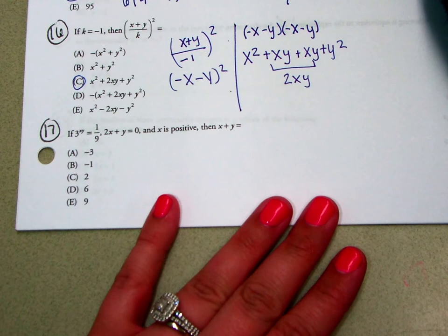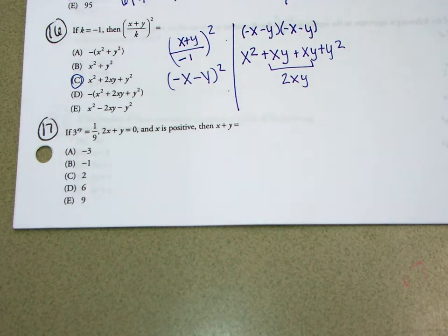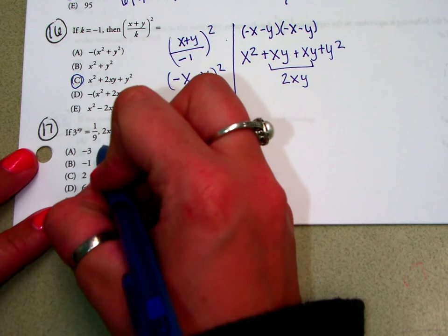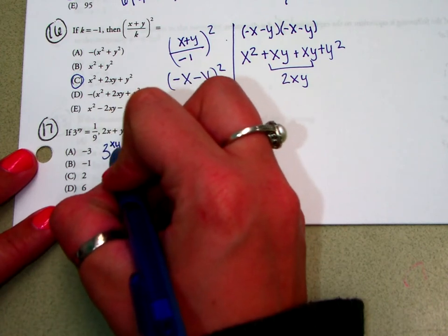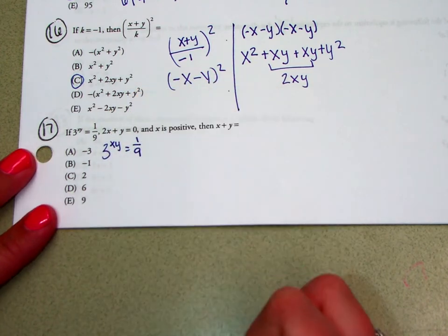So to continue, number 17, we've got if 3^(xy) equals 1/9, 2x plus y equals 0, and x is positive, then x plus y equals blank. Now this problem might look tricky, but let's start with writing 3^(xy) equals 1/9.